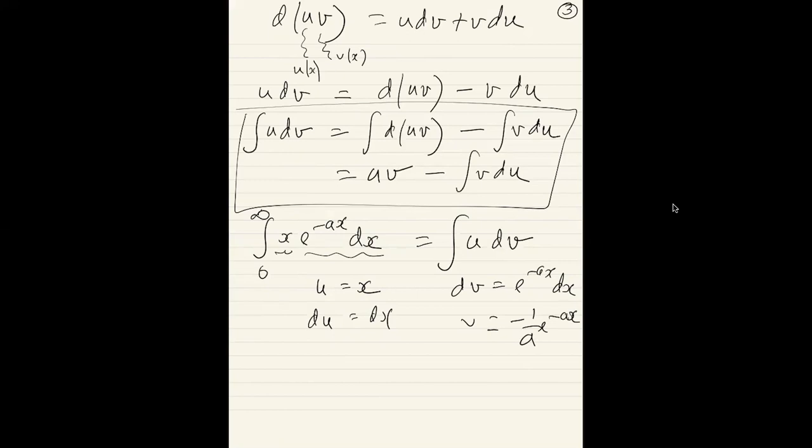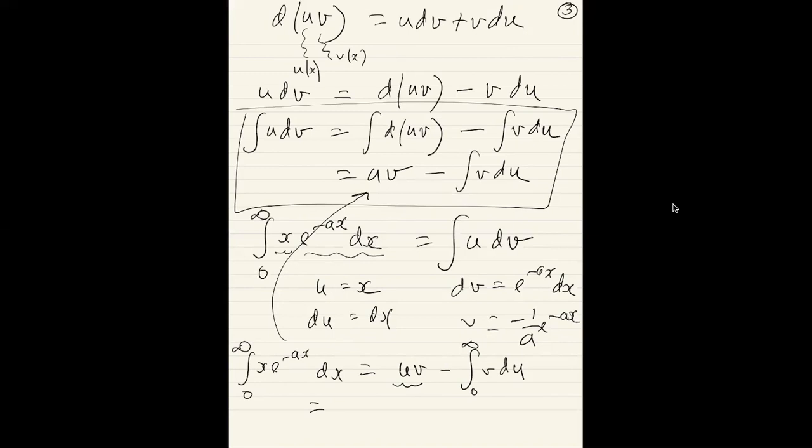So if we use both of these and put it in this final formula, then we get integral 0 to infinity x e to the power minus ax dx is equal to uv minus integral v du. What is uv? uv is simply a product of both these things, but here we have a limit of the function, right? So we have to keep using 0 to infinity, and this is where you have to be careful. This is going to be the difference of uv calculated at both points.